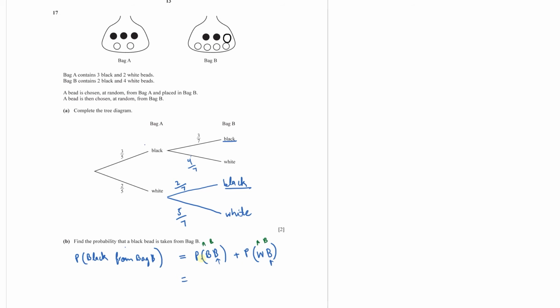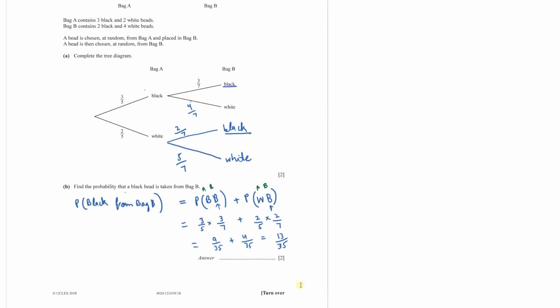So what is the probability of getting black and black? So this black and then this black. So 3 by 5 multiplied by 3 by 7, or probability of getting a white and then a black. So the probability of getting a white is 2 by 5, and then the probability of getting a black is 2 by 7. So multiply by 2 by 7. So this is 9 over 35 plus 4 over 35, which is 13 by 35. So the probability that a black bead will be taken from bag B is 13 over 35.